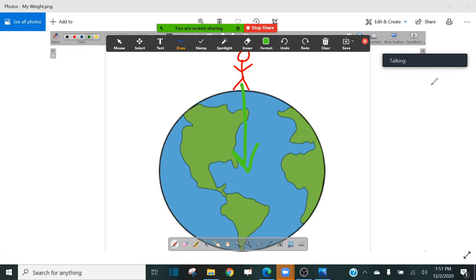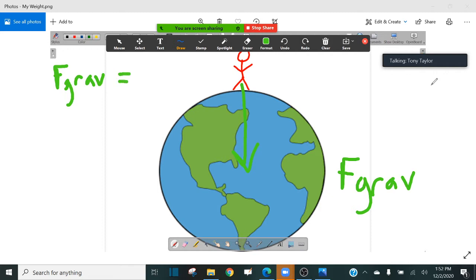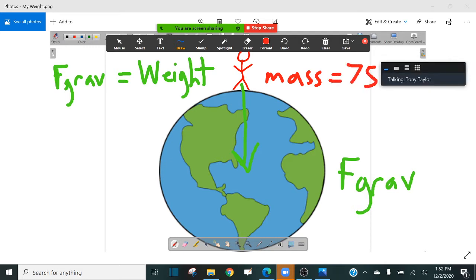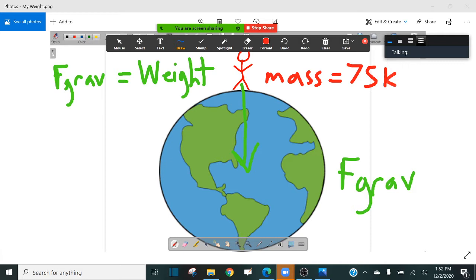Okay, so this force here, the force of gravity, is what the scale is reading. Okay. So remember we said the last time, force of gravity is equal to an object's weight. Okay, because that's what the scale measures. The scale indirectly measures the force of gravity acting on the object. Okay. And guys, suppose my mass here, my mass is 75 kilograms. Okay.